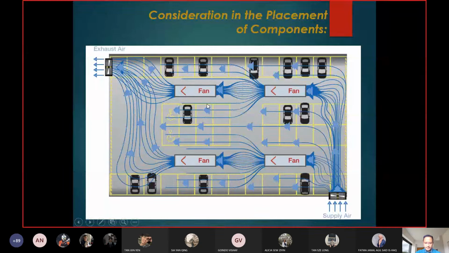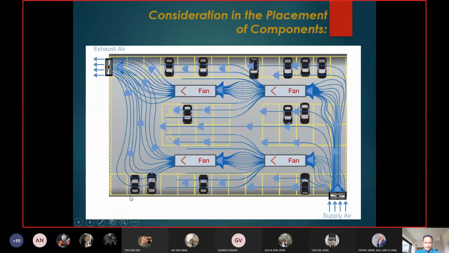So if you look at this plan, you can see that the position of the supply air and the supply fan and the exhaust fan should be at two different sides, or two different walls. So if you put the supply air on this wall, if possible, try not to have the exhaust air on the same wall, let's say here. Okay, I'm going to show you why you cannot do that.